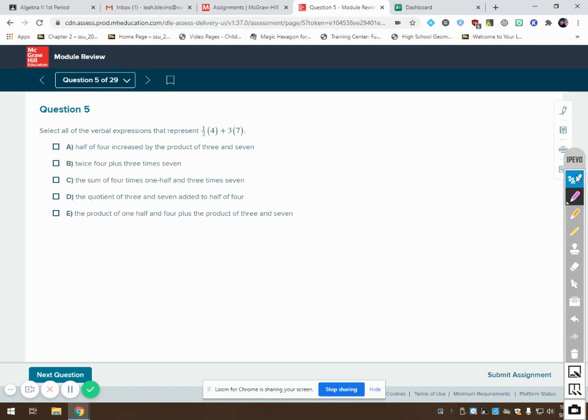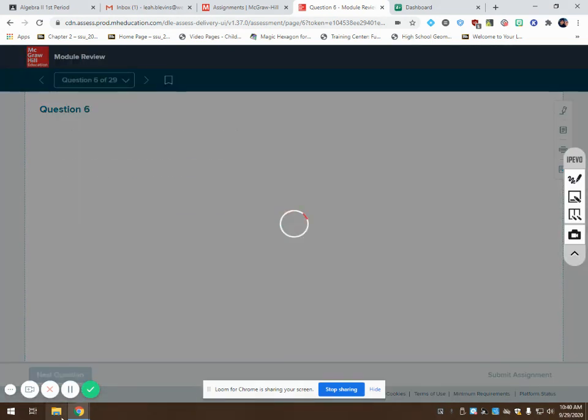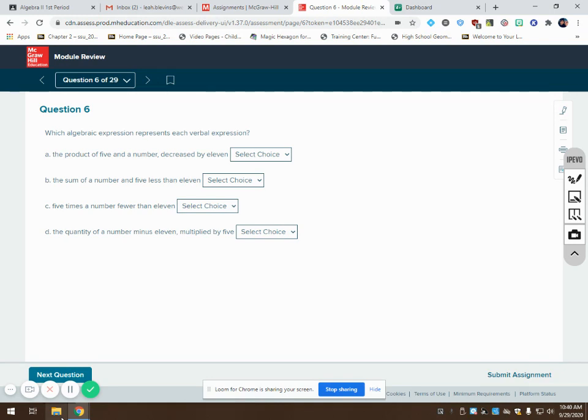Okay, moving on to the next question. Fill in the blanks using the available answer choices. Which algebraic expression represents each verbal expression? So we've got the product of 5 and a number, I don't know what that number is, decreased by 11. So that entire product is decreased by 11. So this is my correct choice.